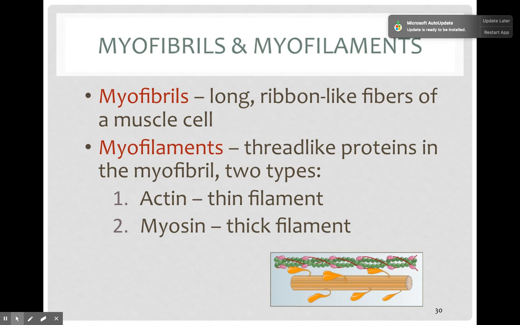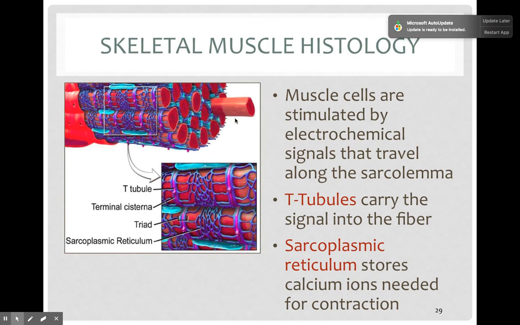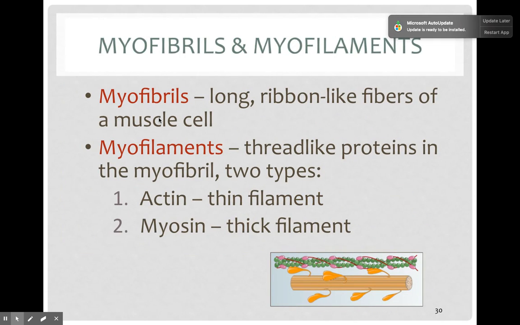Okay, so we talked about myofibrils. Myofibrils are these things right here that make up a muscle fiber. Myofibrils are long, ribbon-like fibers of a muscle cell. Myofilaments are thread-like proteins in the myofibril. So the myofilaments make up the myofibrils. Myofibrils make up the muscle fibers. Muscle fibers make up the fascicles. Fascicles make up the muscle.